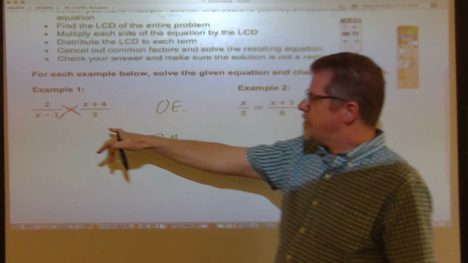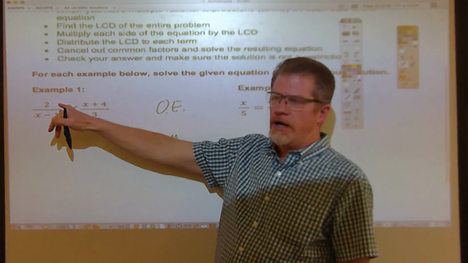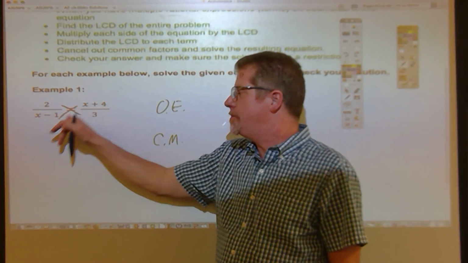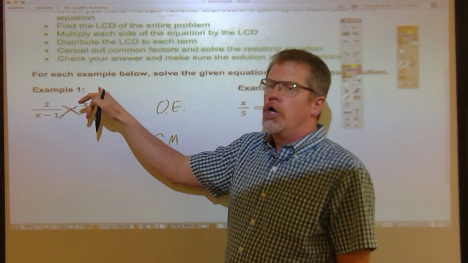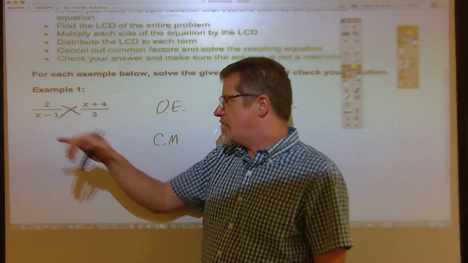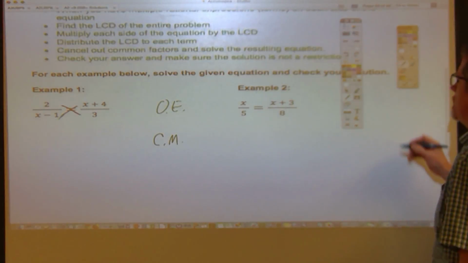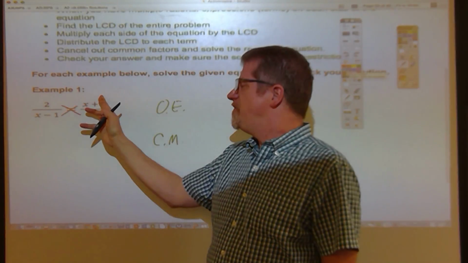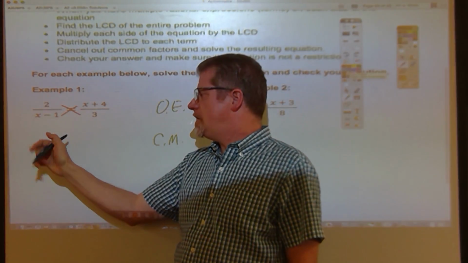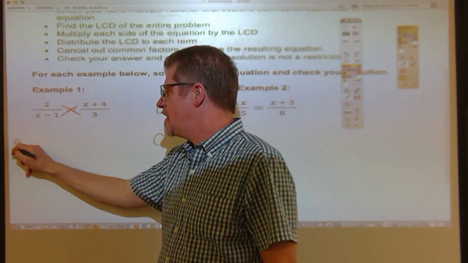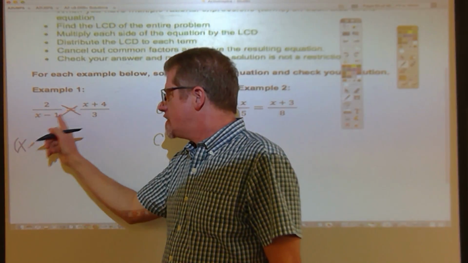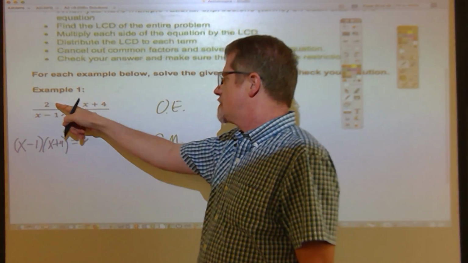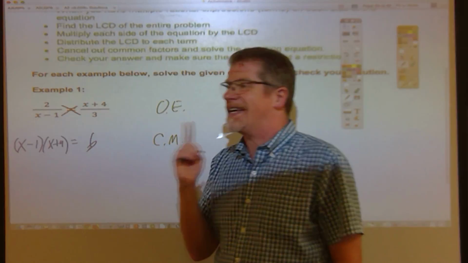Now, when you cross multiply, you can take the product of the extremes and set it equal to the product of the means. These are the extremes. Those are the means in standard mathematical terminology. I'm going to set it up so that the variables, in this case, the product of the means, are on the left. I like keeping the variables on the left. So this diagonal, x minus 1 times x plus 4, is going to be equal to the product of the other diagonal, which is 6.